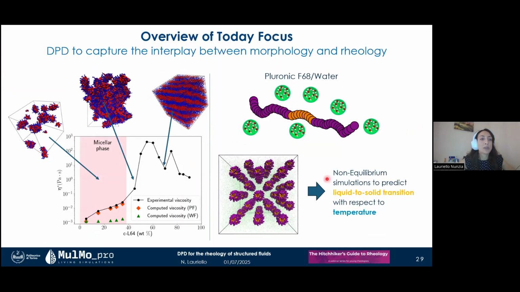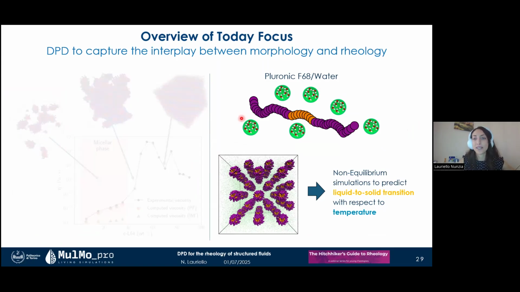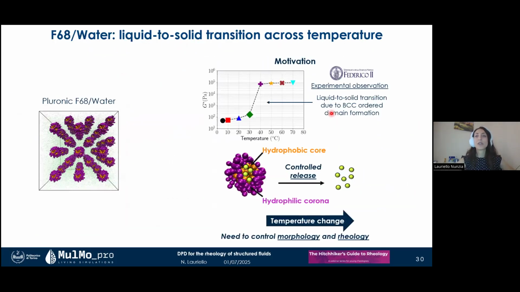We are able to see the transition from micellar phase, gel-like phase, lamellar phase as expected. Well, let's move to the second application, in this case F68 in water. Why is this system interesting to study? Experimental data tells us that F68 in water shows a liquid to solid transition around 35 degrees Celsius.